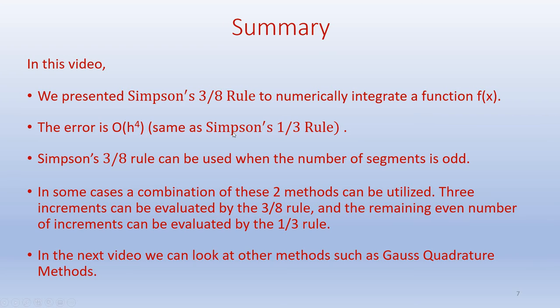For Simpsons 1/3 rule, the number of segments needs to be even. So if the number of segments is odd, we can use Simpsons 3/8 rule. And we have to note that the number of segments needs to be a multiple of 3. In some cases, a combination of these two methods can be utilized. The 3 increments can be evaluated by the 3/8 rule, and the remaining even number of increments can be evaluated by the 1/3 rule. In the next video, we can look at other methods such as Gauss quadrature methods.